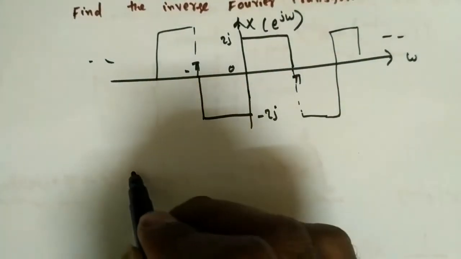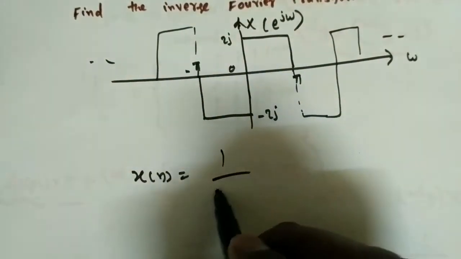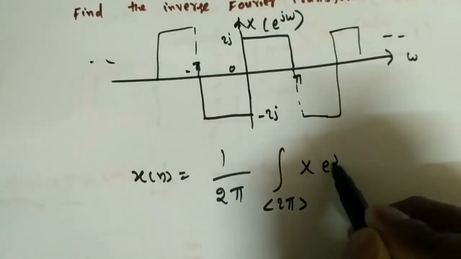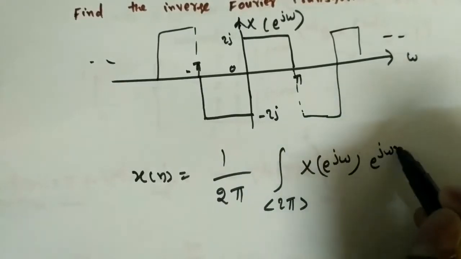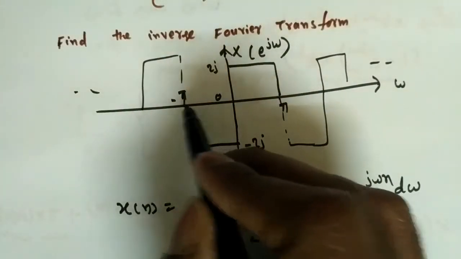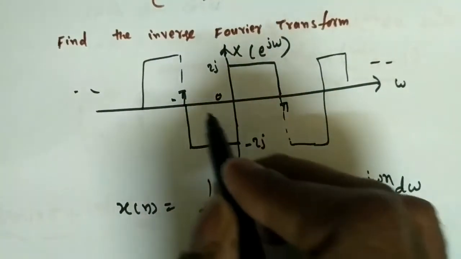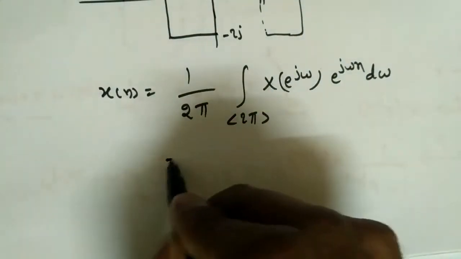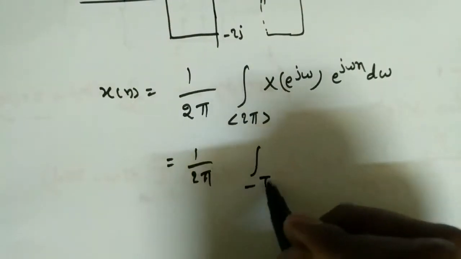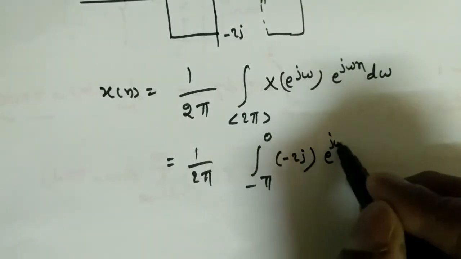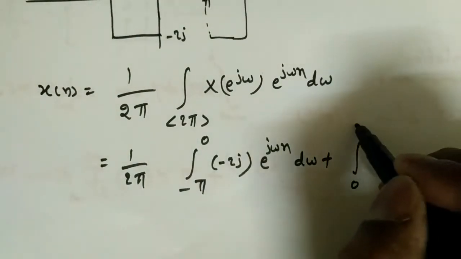Now first we will write the formula. That is x of n is equal to 1 by 2 pi integration over 1 period X of e power j omega into e power j omega n d omega. Now over 1 period means, the values are given minus pi to pi. But this integration will be split, because minus pi to 0 is one value, 0 to pi is another value. So 1 by 2 pi, minus pi to 0, and it is minus 2j into e power j omega n d omega, plus integration 0 to pi.